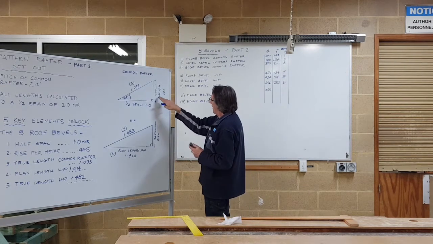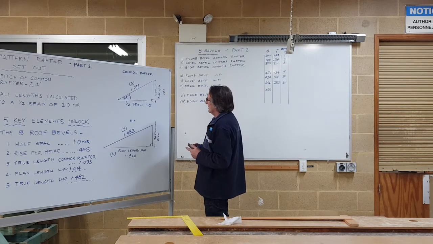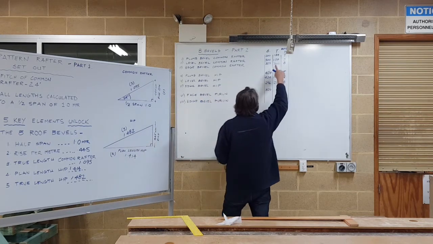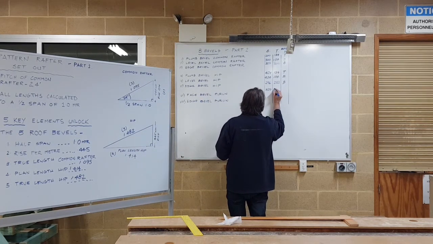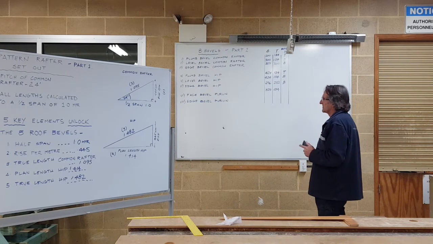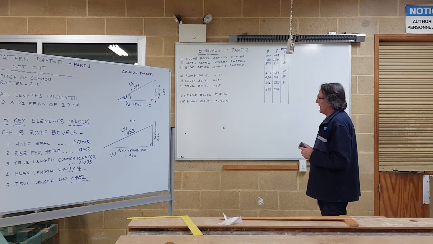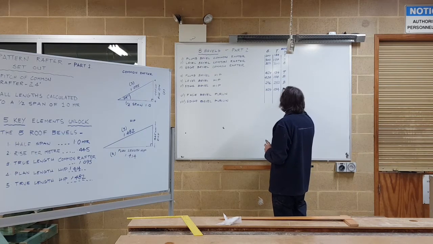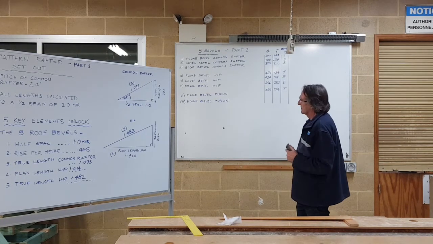I'm going to multiply the rise per metre, the 445, by 0.3, and we know that equals 134. You can do it on your calculator to check. There we have those two. And the face bevel for those two is found on the tongue. Found on the tongue.